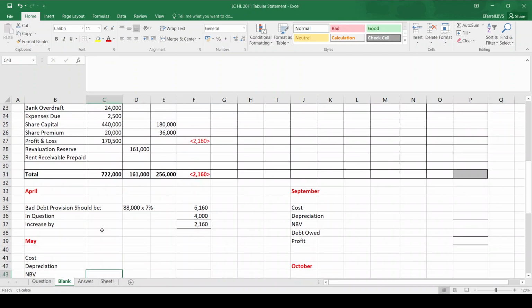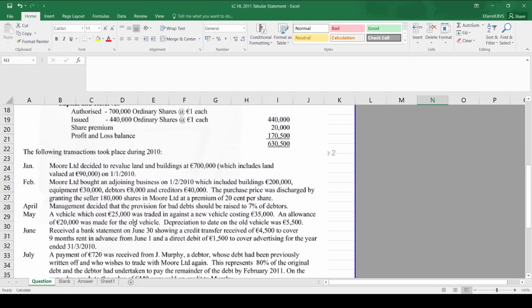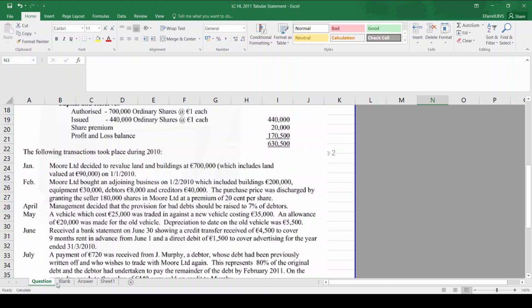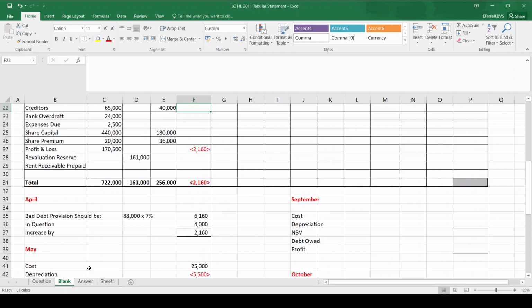for May. So the vehicle that they're getting rid of, if we just look back at it again, the vehicle has been sold, it cost 25,000. And the depreciation to date was 5,500. So the net book value of what it's worth is 19,500. So that's what we think it's worth, 19,500. We got an allowance of 20,000. So if it's worth 19,500, we got an allowance of 20, we have made a profit of 500. So now we just have to reflect some of these changes above here.